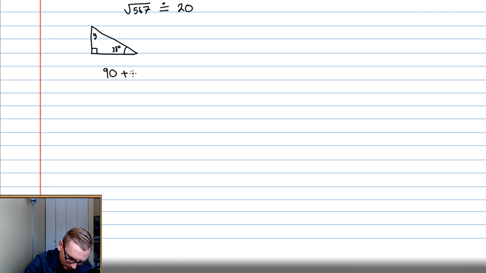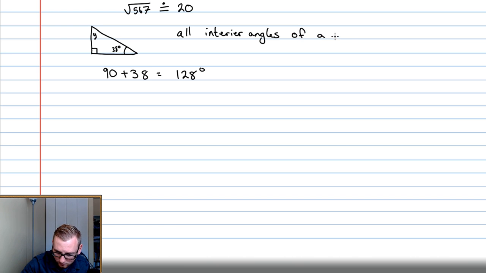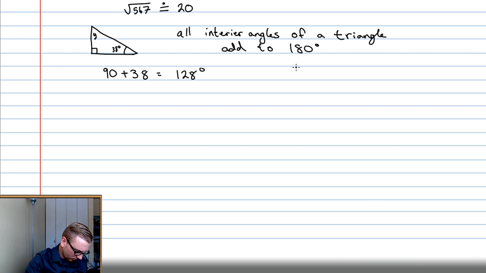90 and 38 is what, 128? Which, in all the interior angles of a triangle add to 180 degrees. Okay. So 90 plus 38 is 128. 180 minus 128 is 52. So y is equal to 52.